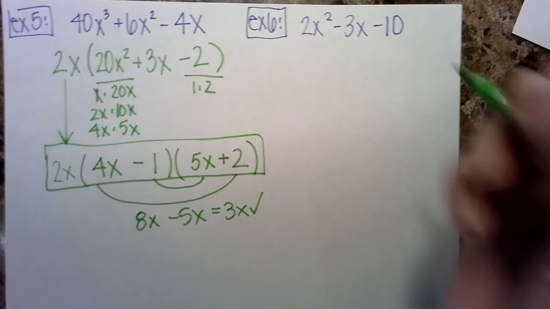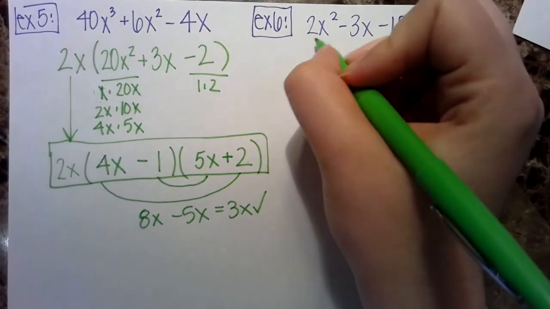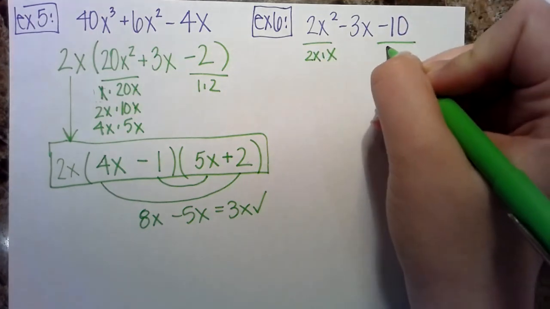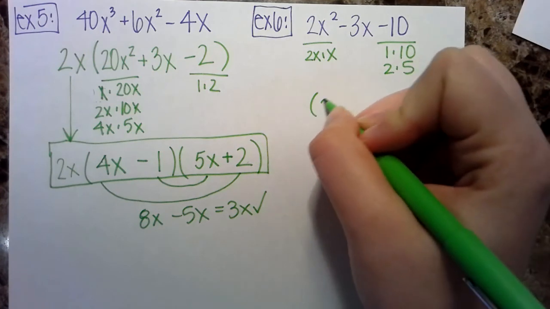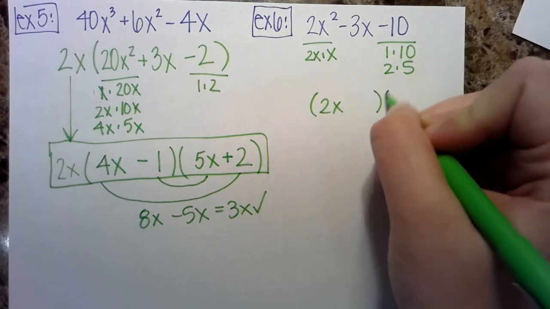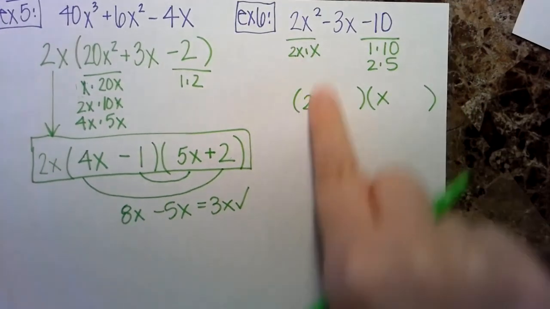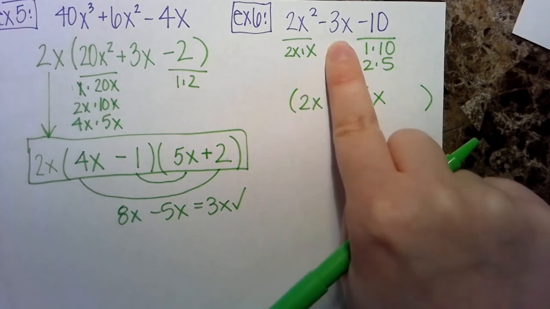Now, with this last one, I can't take out a GCF, so I'm going to start finding my factors. So I have 2x times x, and I have 1 times 10 and 2 times 5. So I'm going to put my terms in the first part, and then I'm going to see if I can get to 3.